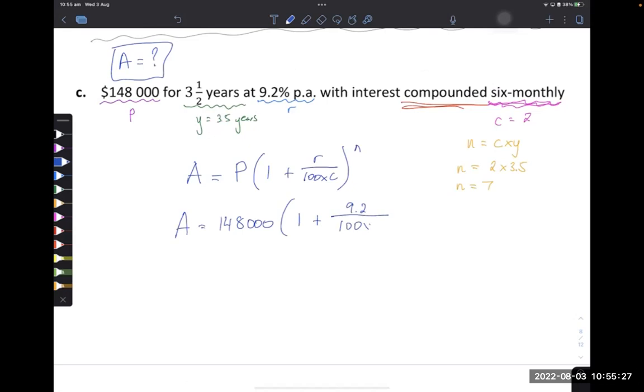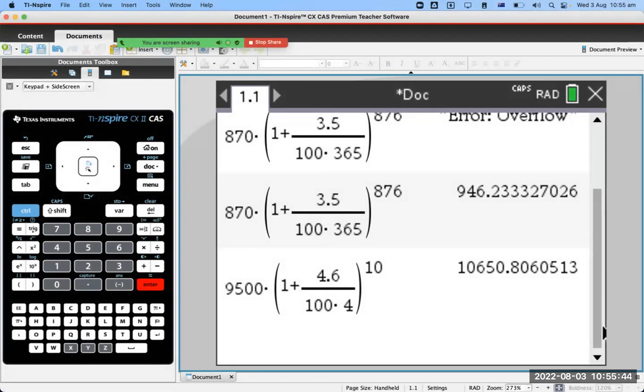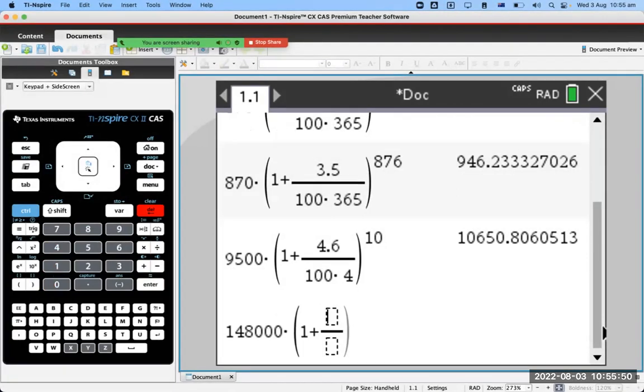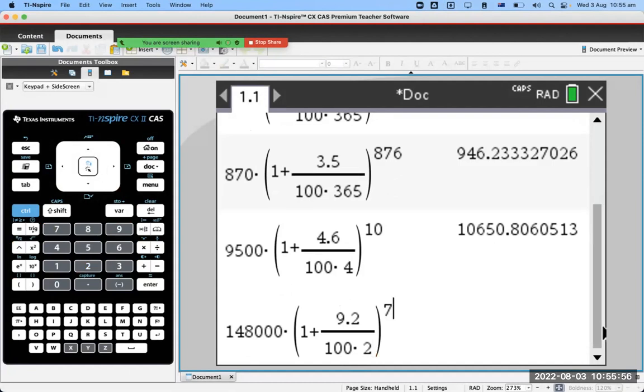Now, if you're finding this process not too bad, like if you understand what's going on, then you need to develop your speed. Understood? So if you know exactly what you're doing, write faster, type faster. 9.2 over 100 times 2 to the power of 7.